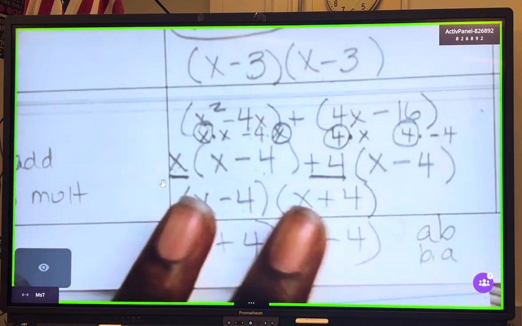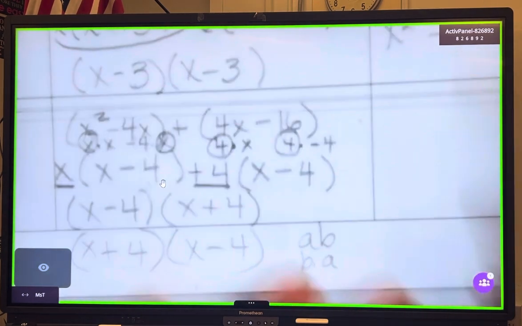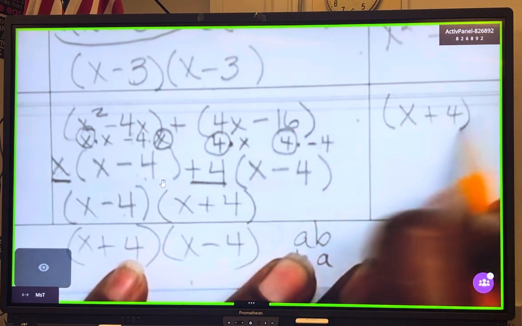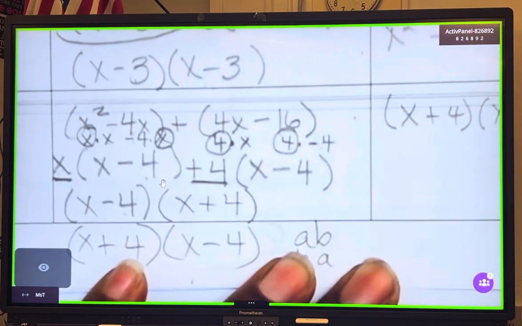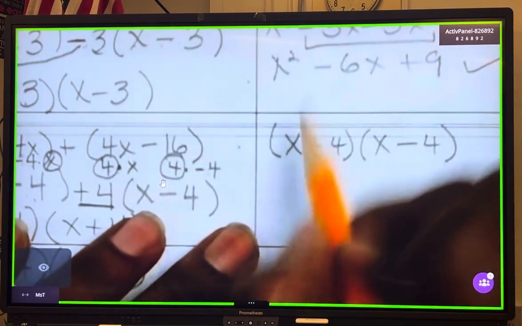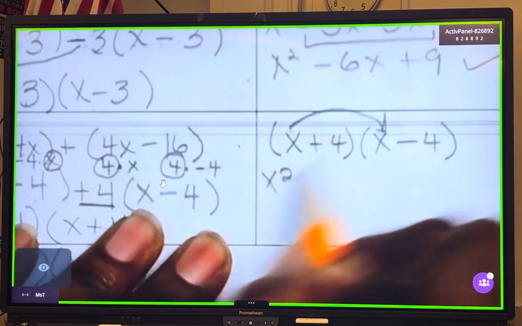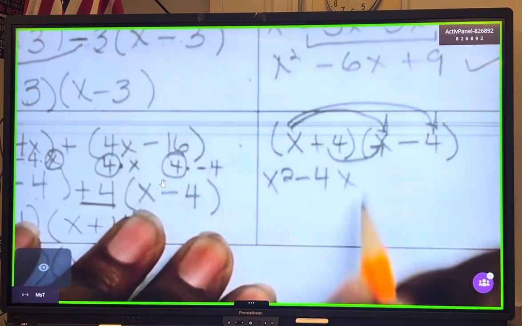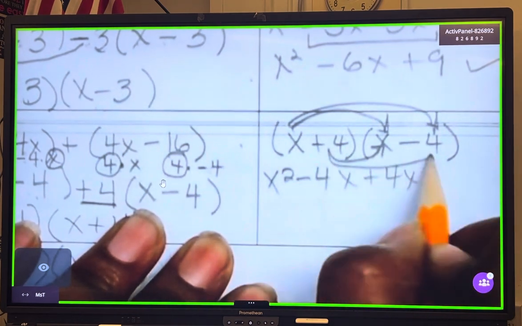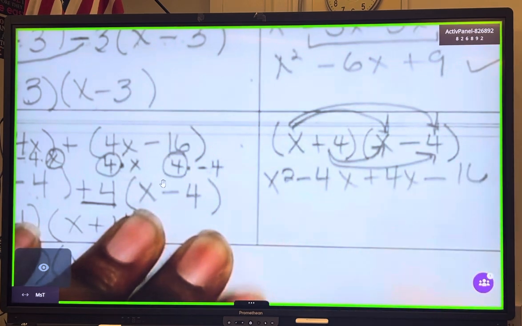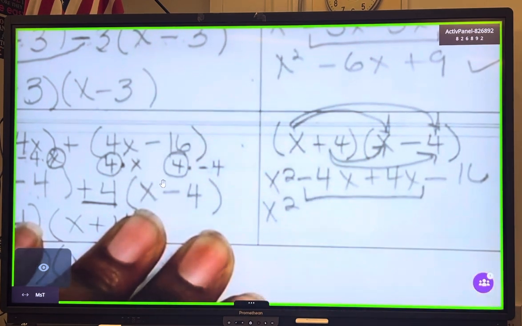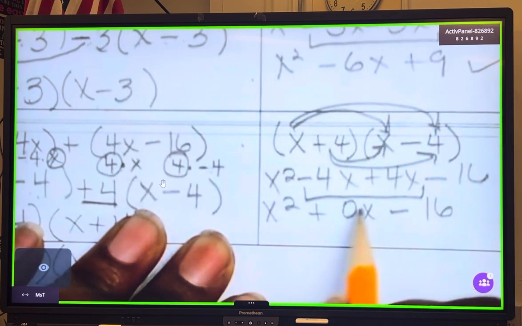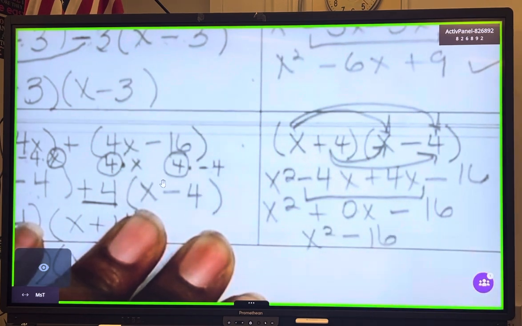Everybody understand this? Yes? All right, let's do this last part. So we have x plus 4, x minus 4, either way. So then, let's distribute. x times x, x squared. x times negative 4, negative 4x. 4 times x, positive 4x. 4 times negative 4, negative 16. So now we've got x squared. These two become what? 0x, minus 16, and you can drop that. So x squared minus 16.